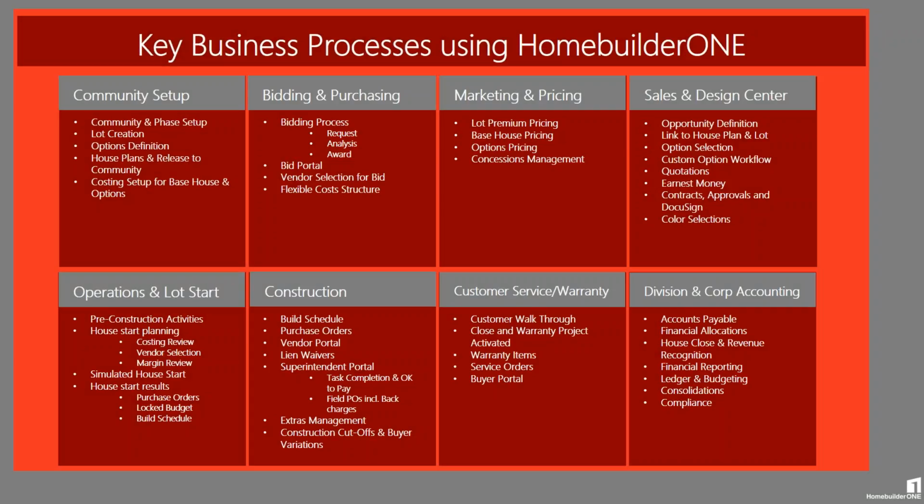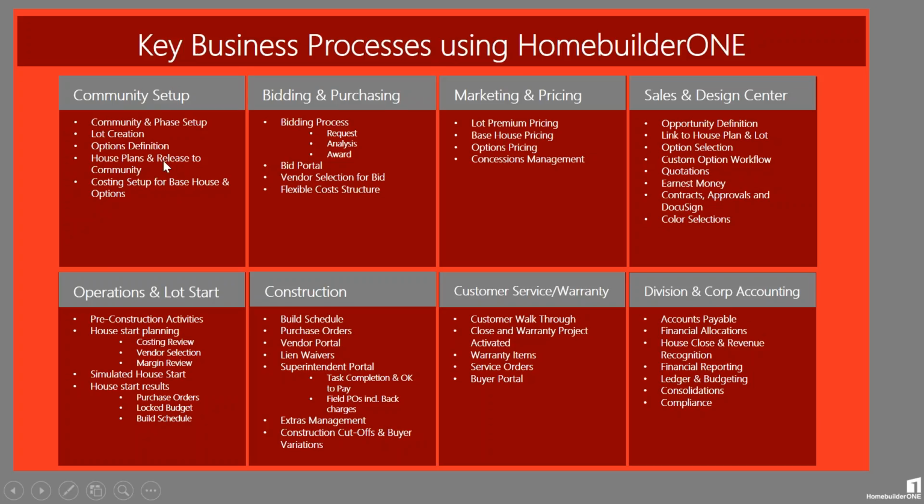So we're looking at the key business processes for HomebuilderONE, which should resonate for really any home builder, certainly in the US, whether they're a production home builder or otherwise. And we're going to take you all the way through these 8 areas. So starting from the community and rolling through bidding, marketing and pricing, sales and design, operations, construction, warranty, through to the close of the home in accounting.